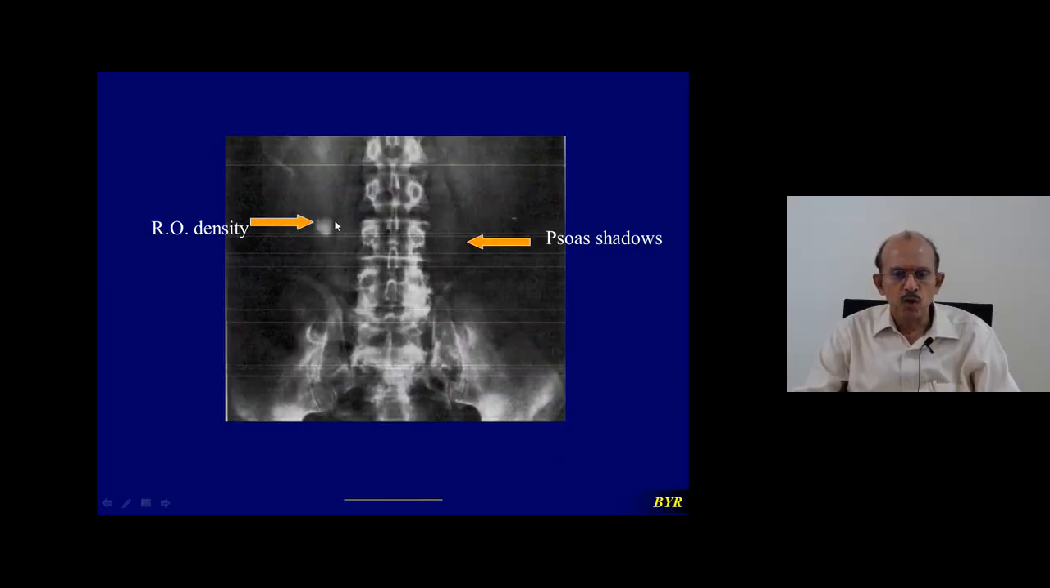You can see here a radiopaque density. So where has this radiopaque density come from? It can be due to a gallstone, it can be due to a renal stone, or it can be due to a phlebolith.